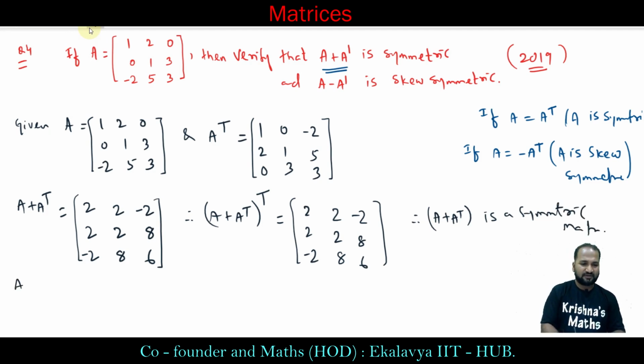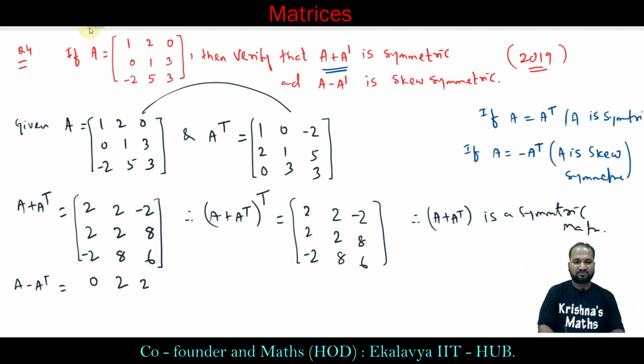Now find the value of A minus A transpose. What is A minus A transpose? 1 minus 1 will be 0. 2 minus 0 will be 2. 0 minus of minus 2 will be plus 2. 0 minus 2 will be minus 2. 1 minus 1 is 0. 3 minus 5 will be minus 2. Minus 2 minus 0 will be minus 2. 5 minus 3 will be plus 2. 3 minus 3 will be 0. This is A minus A transpose.